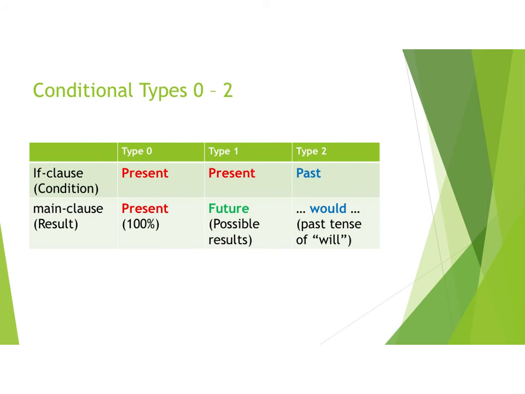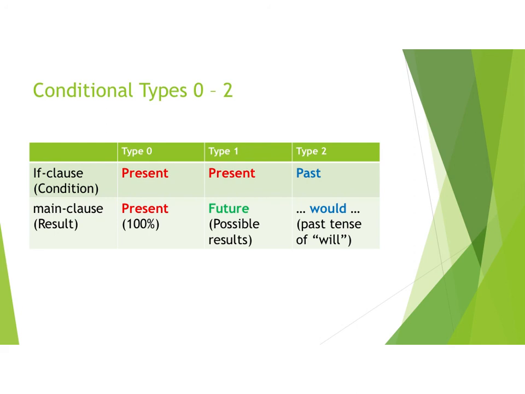So this table shows the tenses that you need to use in different types of conditional sentences. For both type 0 and type 1, we use present tense in the if clause. And for type 2 conditionals, it's just like telling a story because it is impossible to happen, we use past tense. For the main clause, for type 0, basically it's 100% true, so we use present tense.